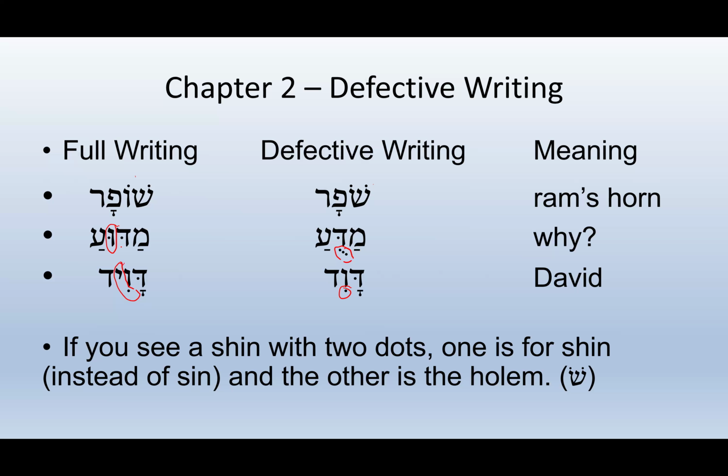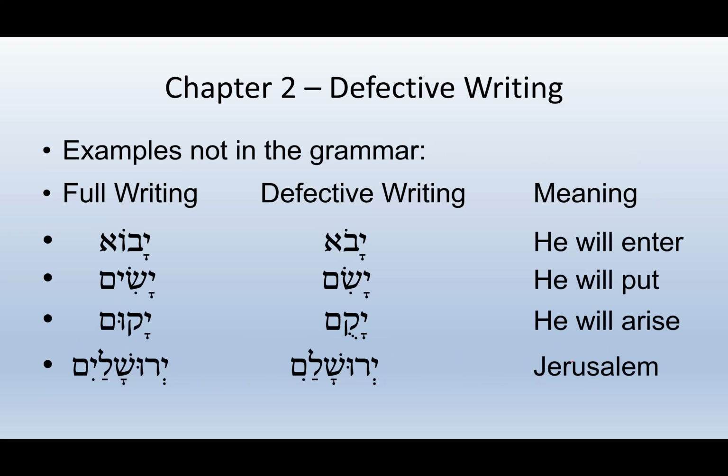If you see a sheen with two dots, one of them is going to be the sheen, indicating sheen, and this one is indicating an O vowel. So it'd be show, show. And there's a note, we'll look at that in the book when we get ready to do the vocabulary. Okay, some examples not in the grammar. Yavo, we have the O vowel here. Yavo, we have the holam vowel, exactly the same thing.